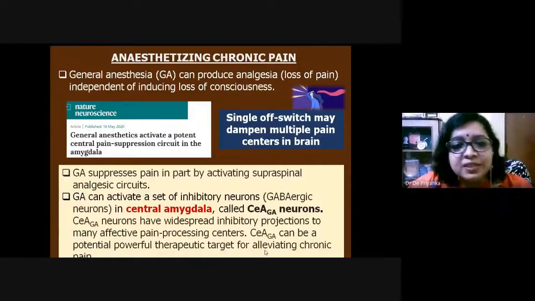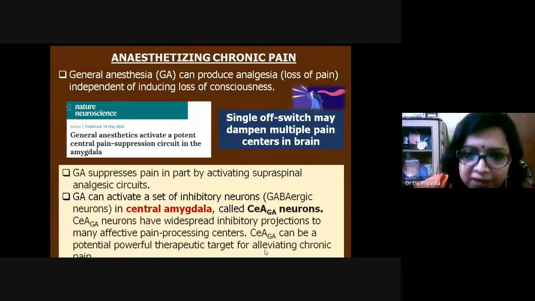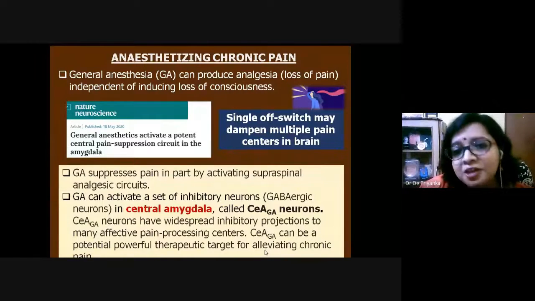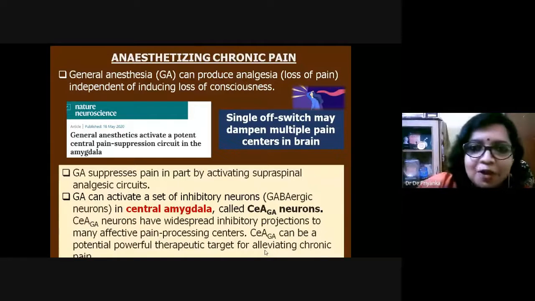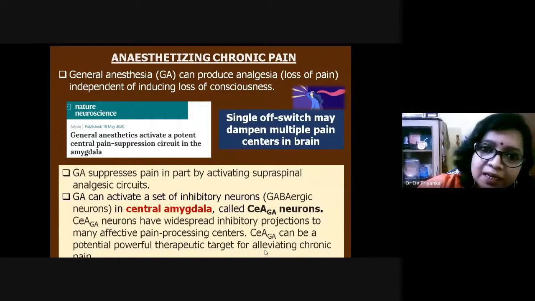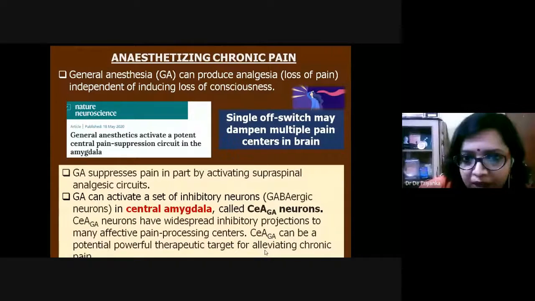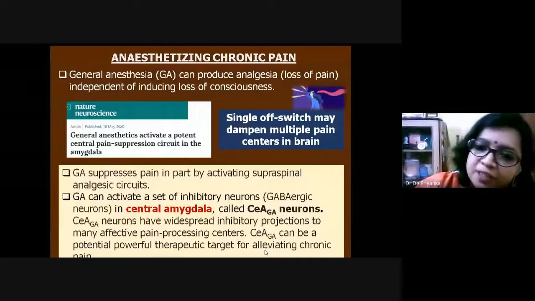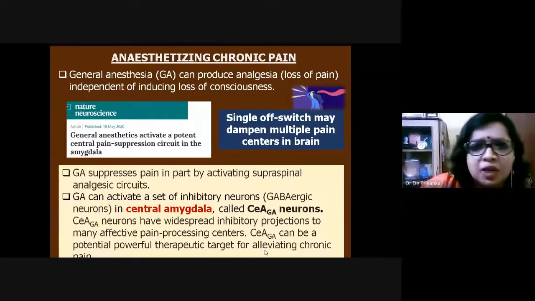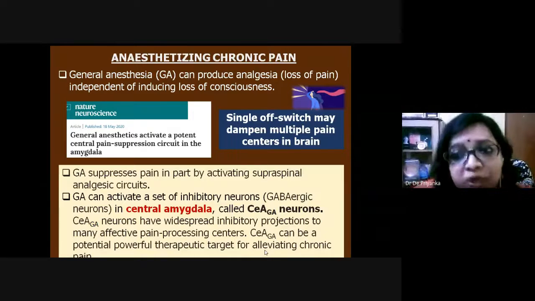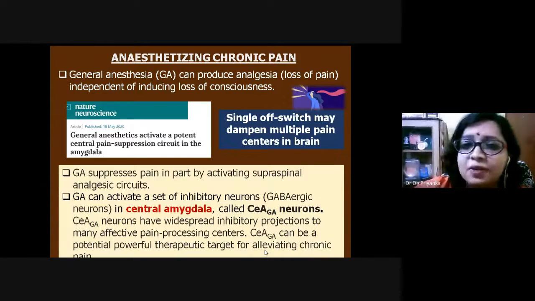Now, one interesting discovery was made recently, in May 2020. Here, for the first time, it was seen that when we get general anesthesia, that gives rise to an analgesia, or a loss of pain effect in our body. So we don't get the pain, okay? Now, the scientists saw that it's not due to a number of pain centers being dampened out. No, it's actually a single switch which can dampen the lots of pain centers which are activated in the brain due to the particular pain.